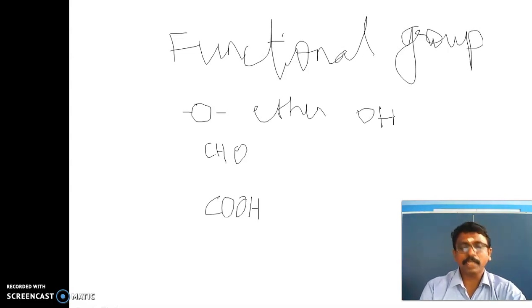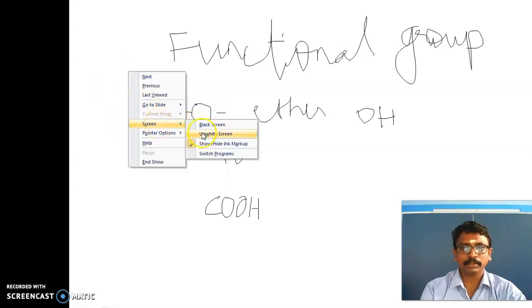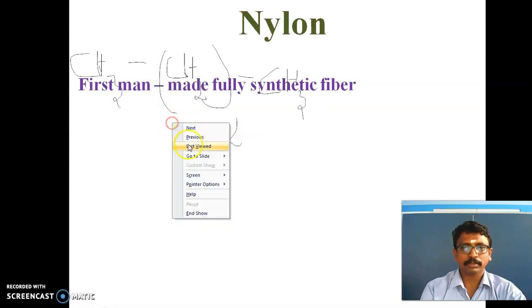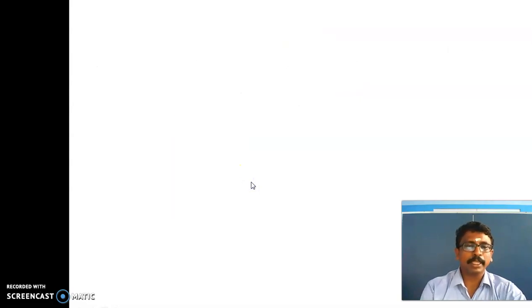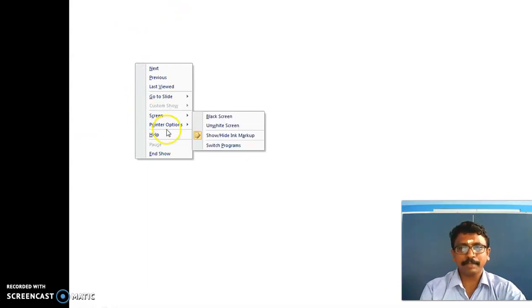Now nylon 6,6. What is the starting material, children? One is adipic acid, and another one is hexamethylene diamine. The first one is adipic acid.